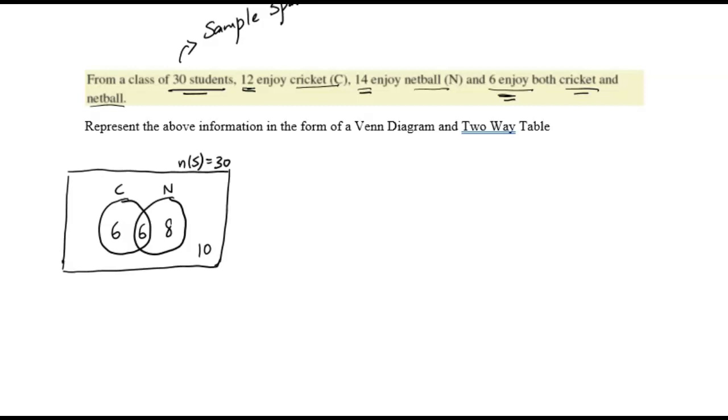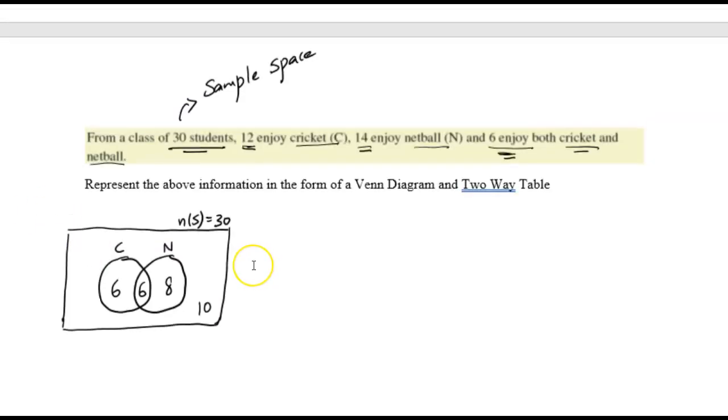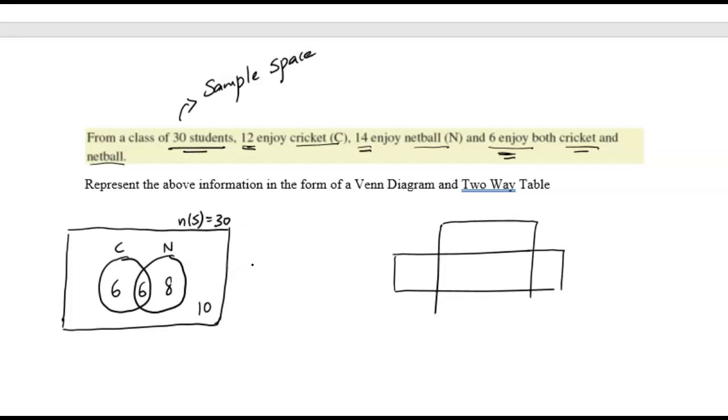Now if I want to represent the same piece of information in a two-way table, the first thing I'm going to do is quickly draw up a two-way table. Again, like I said, it doesn't matter which way you go, so I'm going to put cricket on the top, so cricket and not cricket, netball and not netball. So we're going to represent the complementary. Now we know the total number is 30 students, so we need to have a total of 30 at the very end.